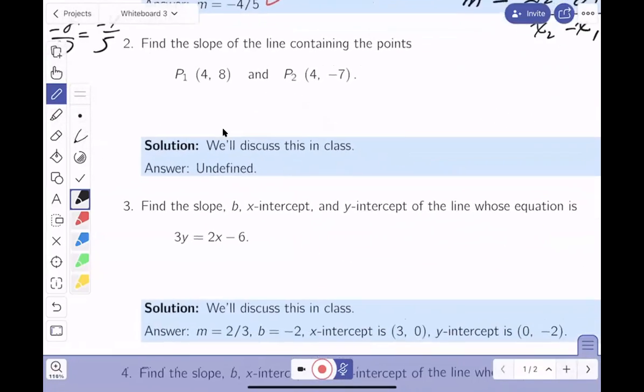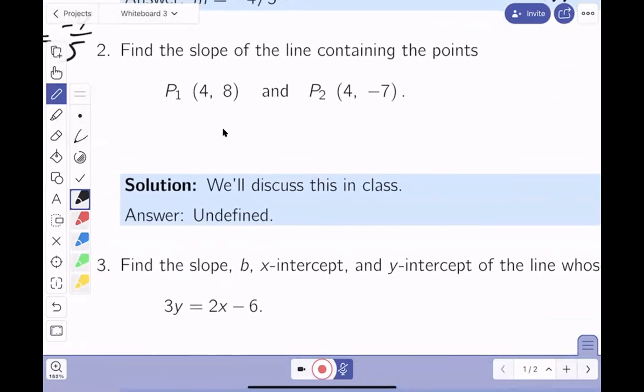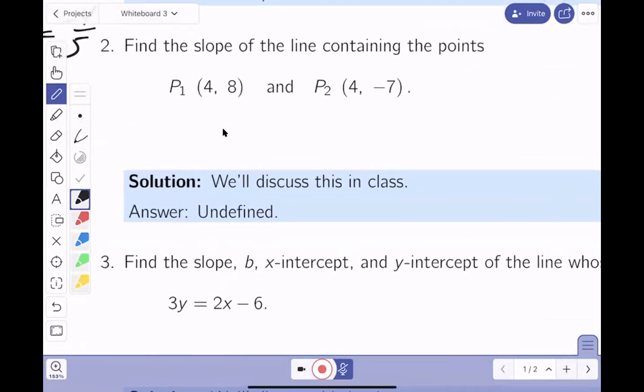Let's look at number 2. Number 2 is, find the slope of the line containing these points over here. I'm going to go through the same thing I've done before. I'm going to write down that this is x1, this is y1, this is x2, and this is y2. Let's write the formula down. M equals y2 minus y1 over x2 minus x1.